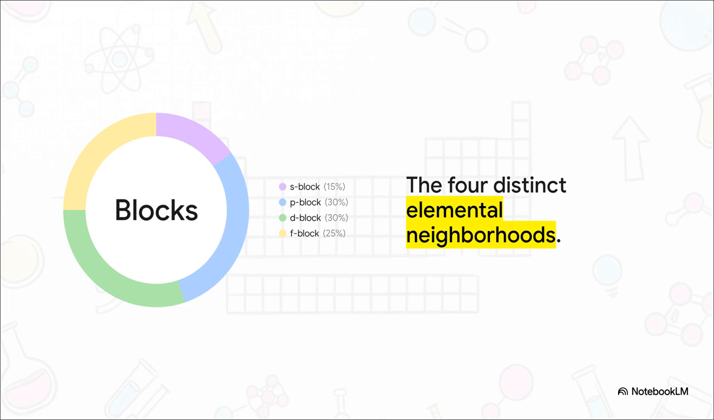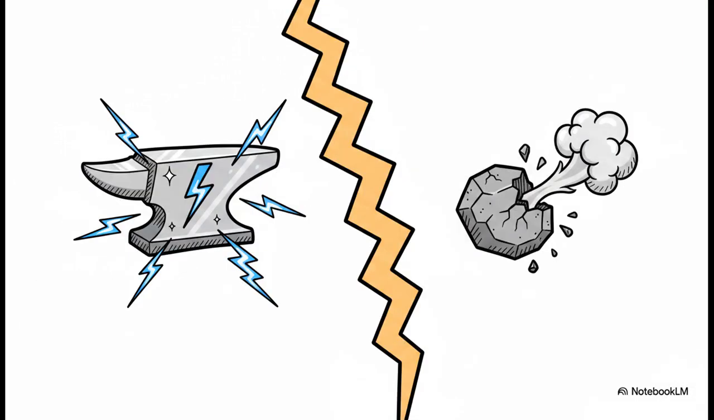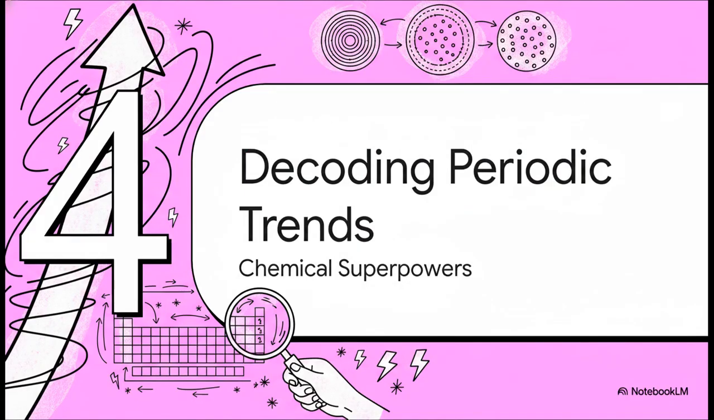Within those neighborhoods, there's a pretty sharp geographic divide. The left side is completely dominated by metals. They're your good conductors, they're malleable, they're ductile. The right side is home to the nonmetals, which are brittle and generally pretty poor conductors. And acting as the sort of border patrol right between them are the metalloids, like silicon, which have this fascinating mix of intermediate properties.